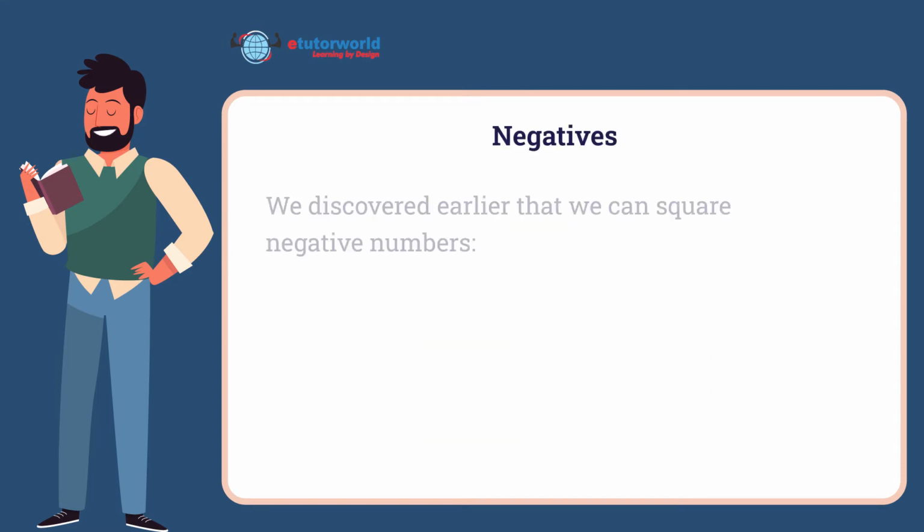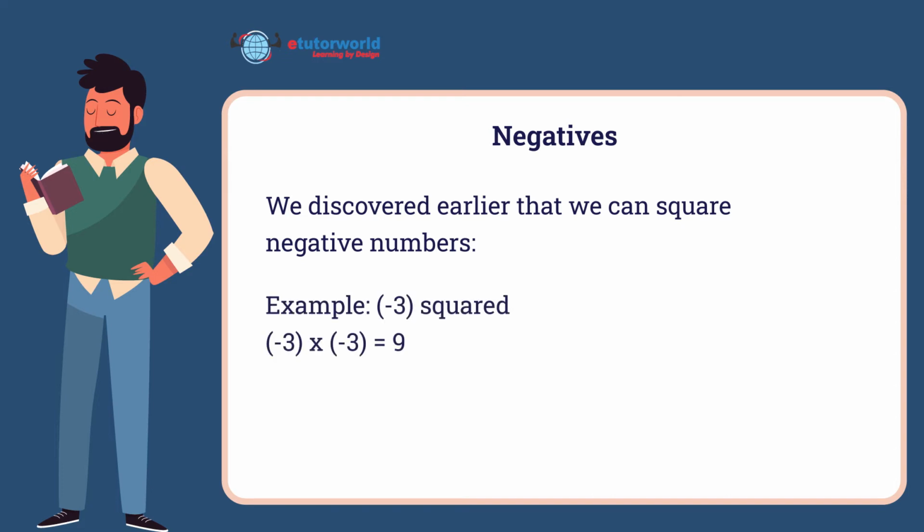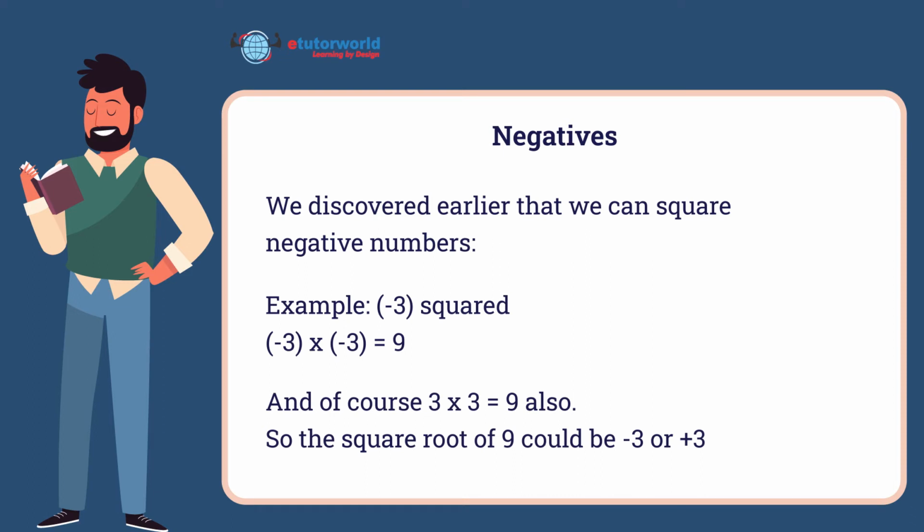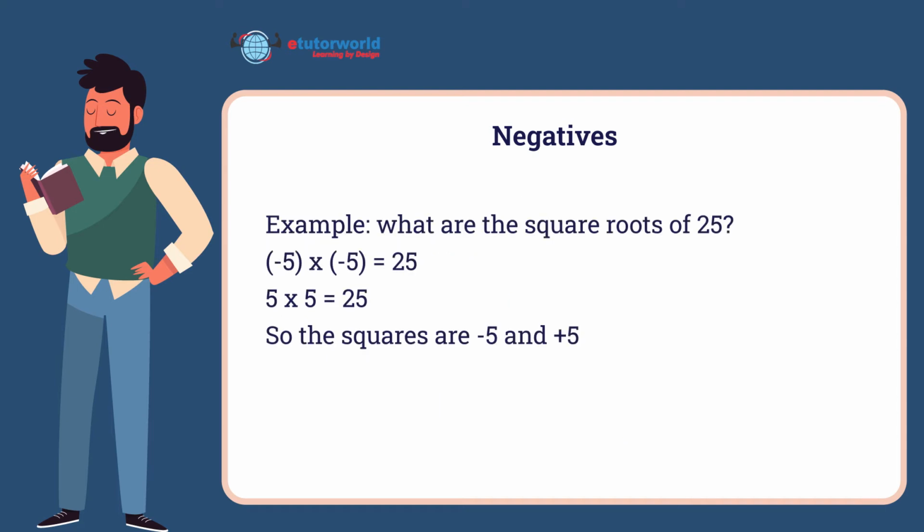Negatives. We discovered earlier that we can square negative numbers. Example, -3 squared is 9. And of course 3 times 3 equals 9 also. So the square root of 9 could be -3 or +3. Example, what are the square roots of 25?